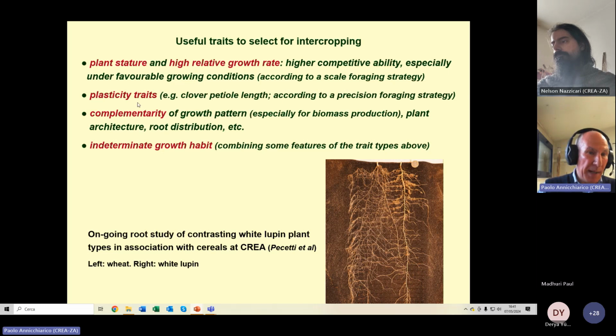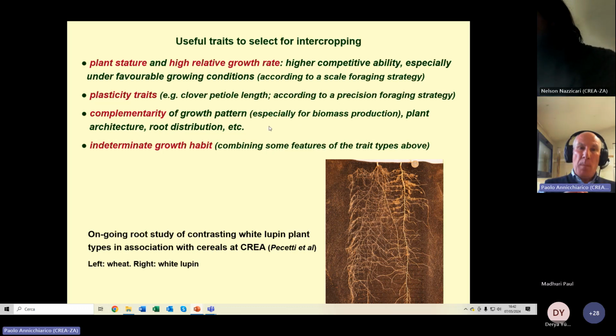Then we have plasticity traits like the petiole length trait I showed you. They are useful more according to a precision foraging strategy, which ecologically means the ability of a genotype to make exploitation in the canopy of areas that are particularly useful, where there is less competition for light, just by moving carefully in the canopy. For example, also stolon growth in white clover is another of such traits.